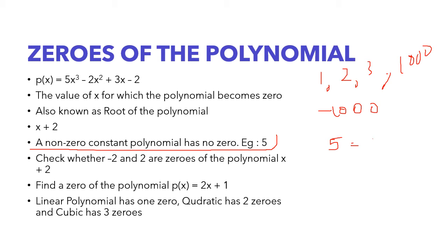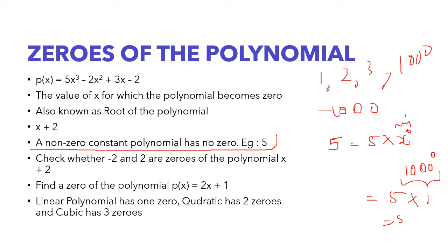So 5 can be represented in terms of polynomial as 5 into x to the power 0. Now we know that any number raised to the power 0 is what? 1. So no matter what you put, even if you put 1000 as x, it raised to the power 0 will be ultimately resulting in 1, right? So 5 into 1 is always 5.